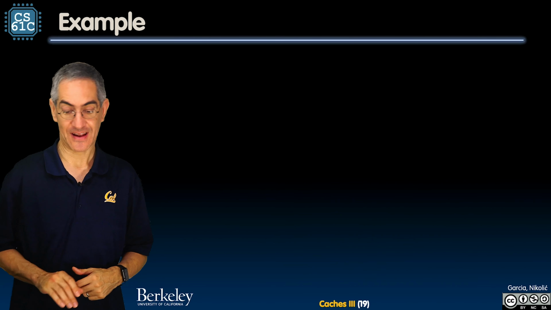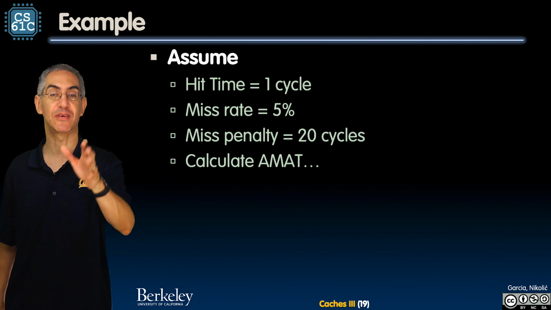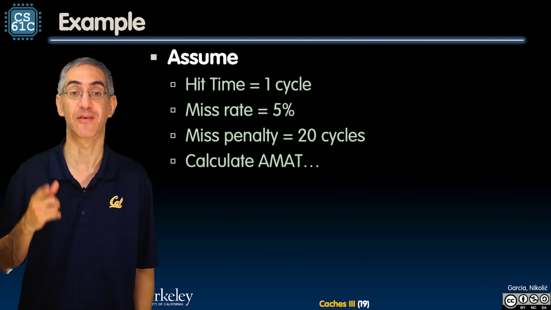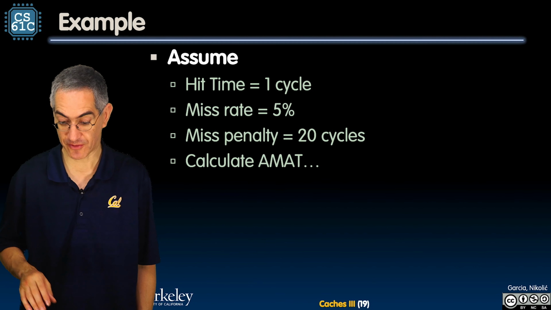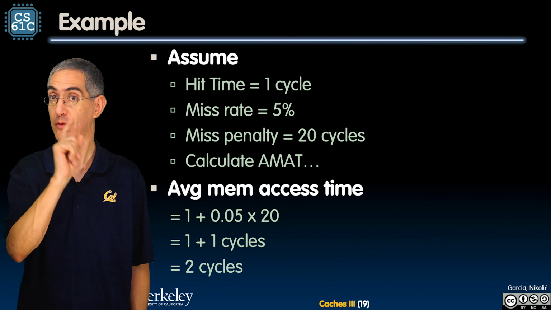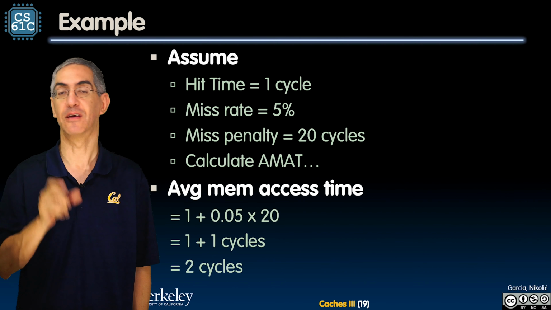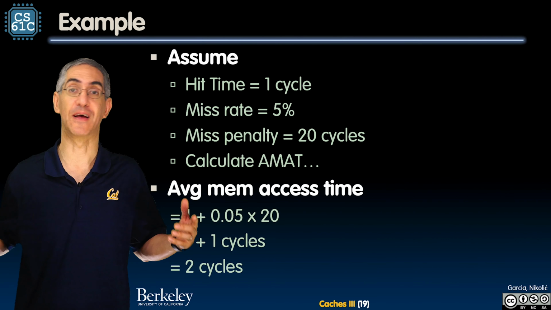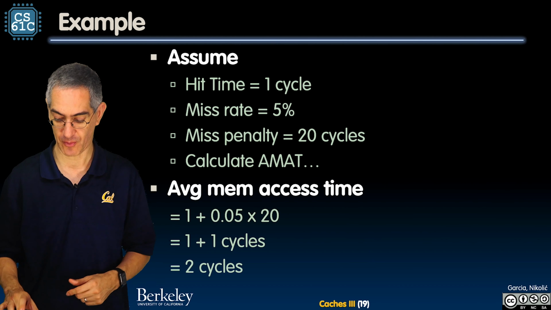And in fact, let's do an example. Very simple example. Hit time is 1 cycle. Miss rate is 5%. One out of every 20 is a miss, and the penalty is 20 cycles. What's the AMAT? Well, it's 1, you're paying the 1 all the time, plus 1/20 times 20. That's 1. 1 plus 1 is 2 cycles. That's a very simple example for the L1 situation.